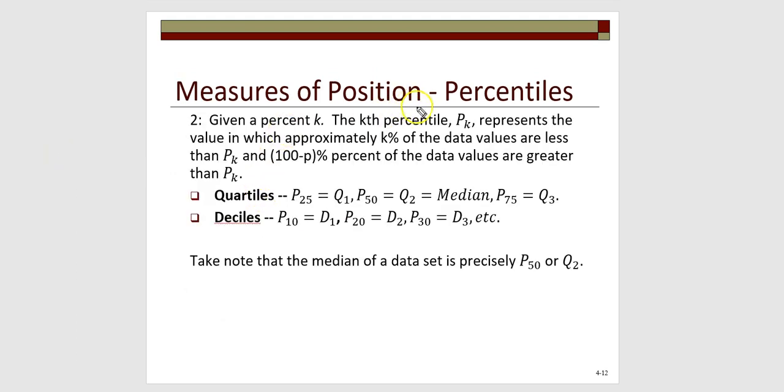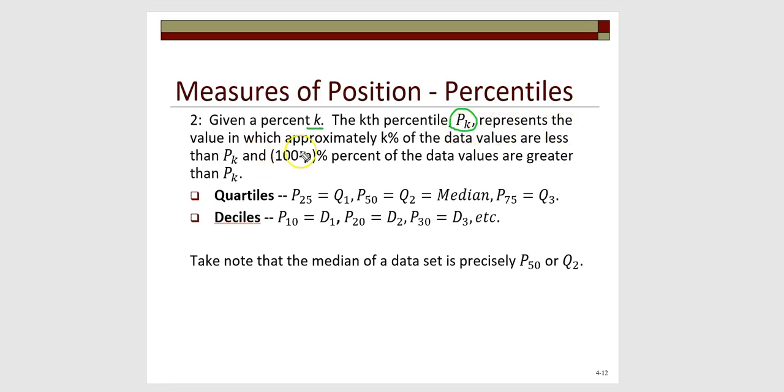Now let's take a look at calculating percentiles for a given percent that we're given. So if we're given a percent k, for example the 25th percent, the kth percentile, Pk, that's what we want to try to find out. So we want to find a score corresponding to the 25th percentile.